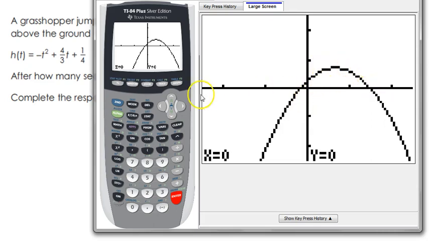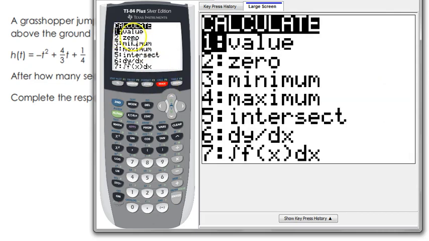So this is where we go back to the calculation menu. We need to know what this is. So second, calculate. It is a 0. 0 is another word for an intersect, like x-intercept, y-intercept. That is your 0. Not intersect, because intersect is usually 2 lines. You just want a 0.